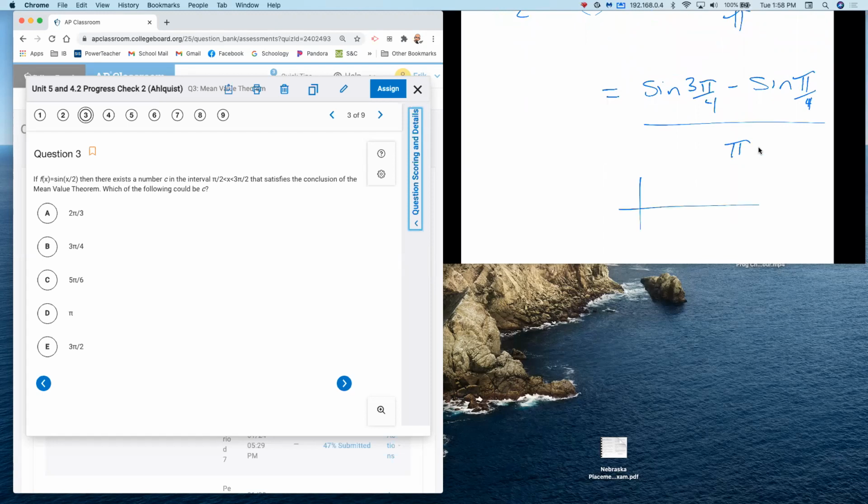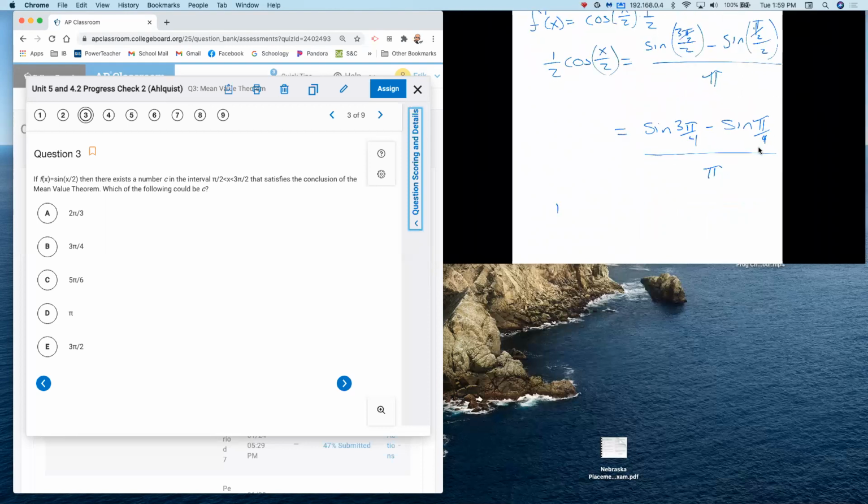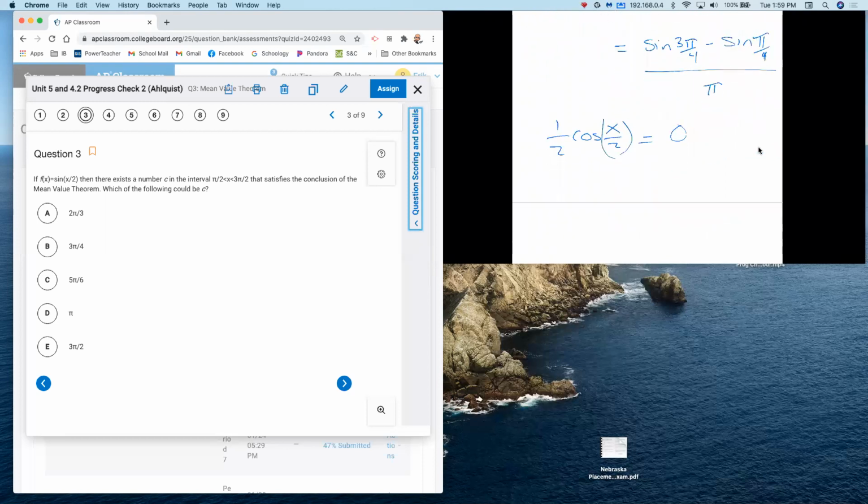So if I look at the sine of 3 pi over 4 and pi over 4, I'm looking at here and here, so that is 0. Okay, so that was right, that's 0. So I still have 1/2 cosine x over 2 equal to 0, and I still have to figure out when the cosine of x over 2 is equal to 0.